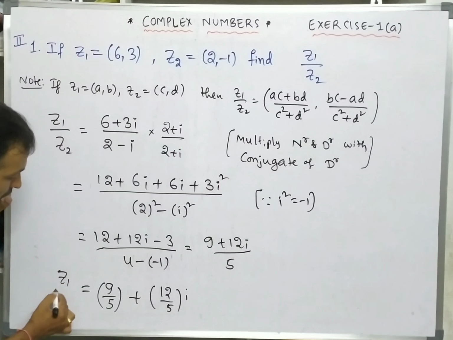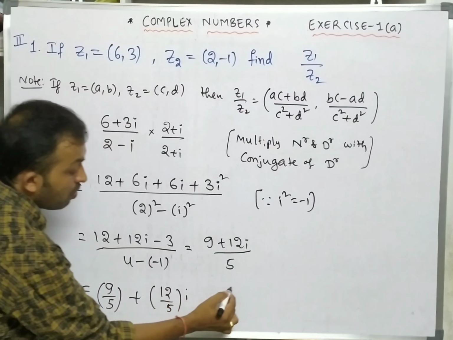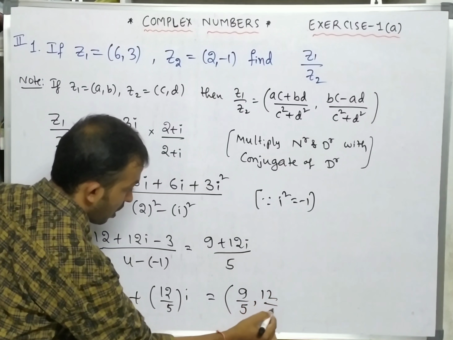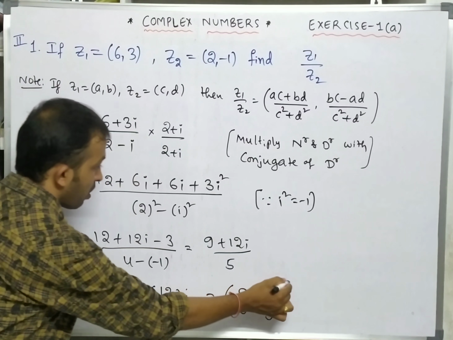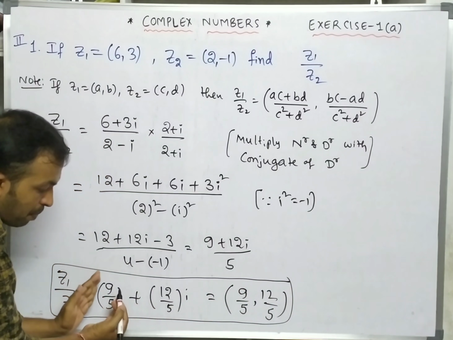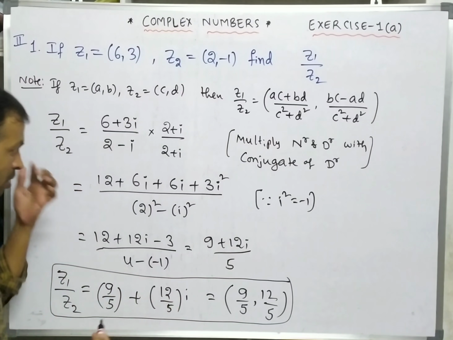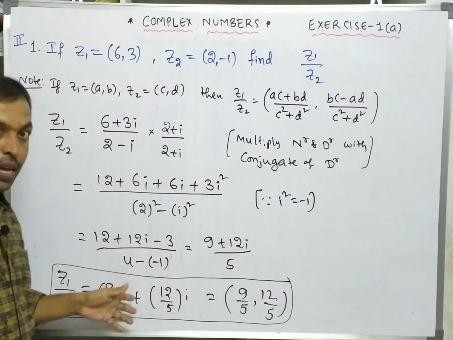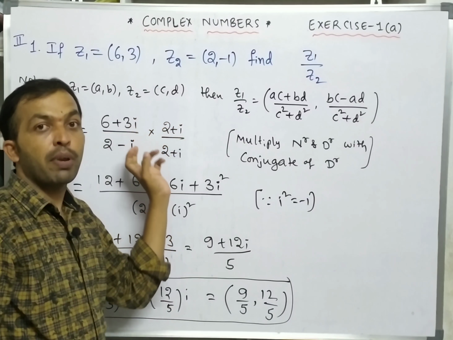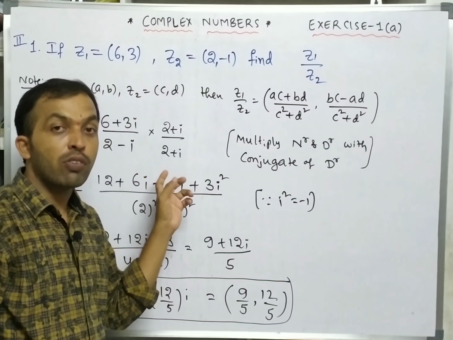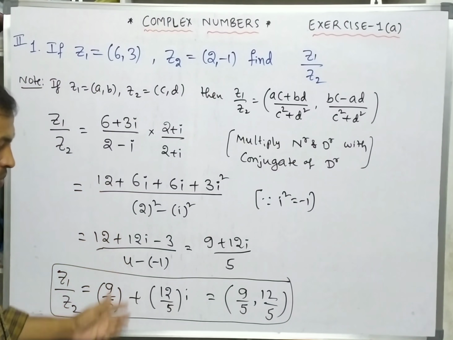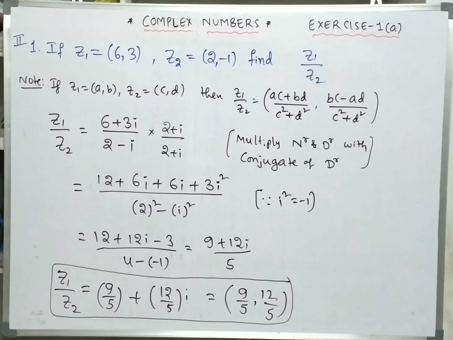Okay, so this is z1 by z2. In ordered pair we can write as 9 by 5 comma 12 by 5. Okay, so this is z1 by z2. This is of the form a plus ib. Okay, so division of two complex numbers is again a complex number. So here the important concept is multiply numerator and denominator with the conjugate of denominator. Okay, so then simplify it, you will get the answer.